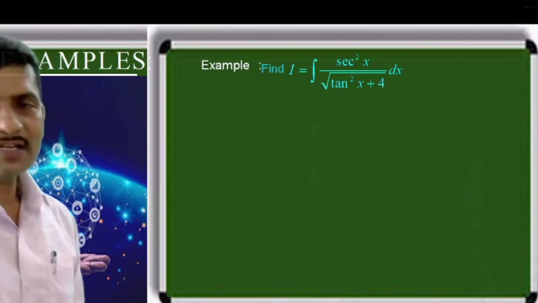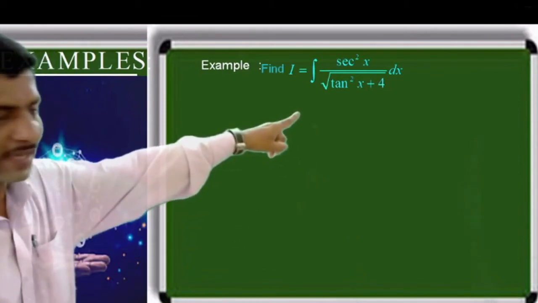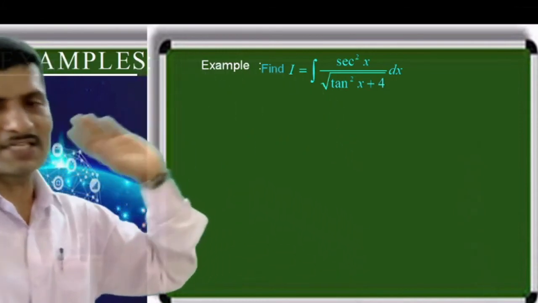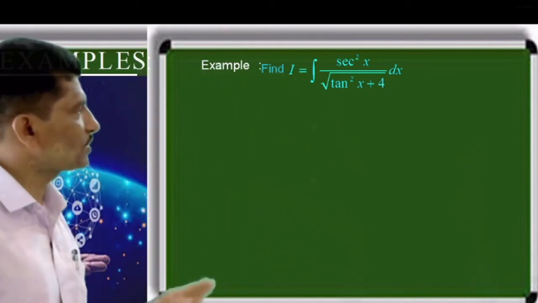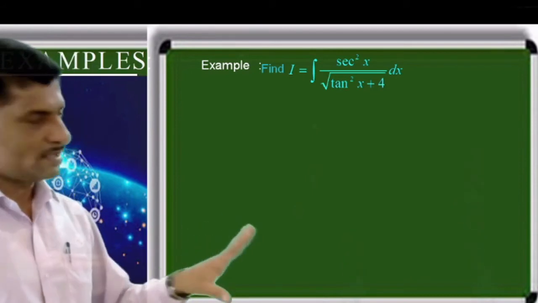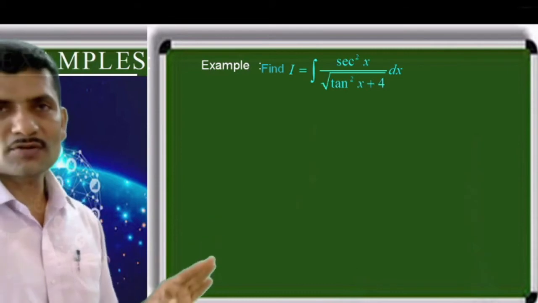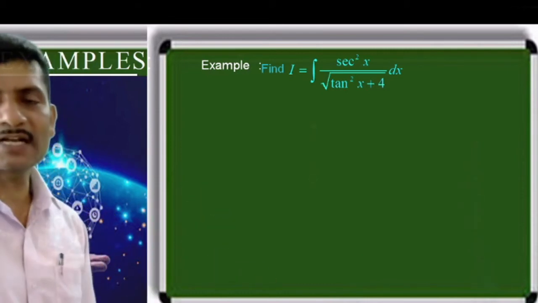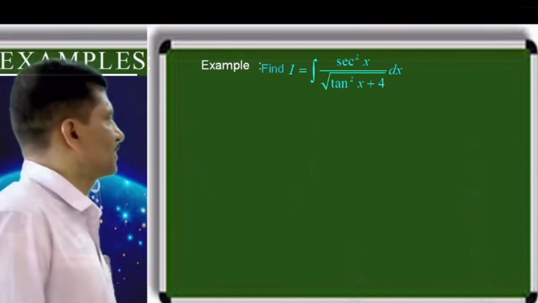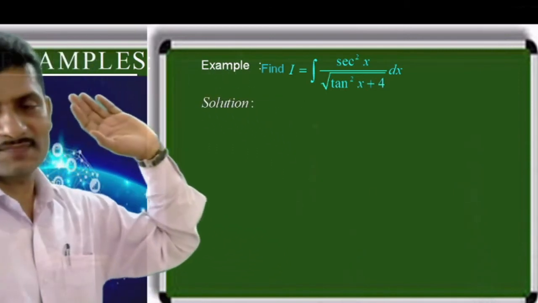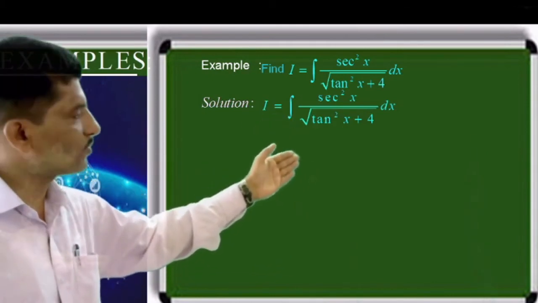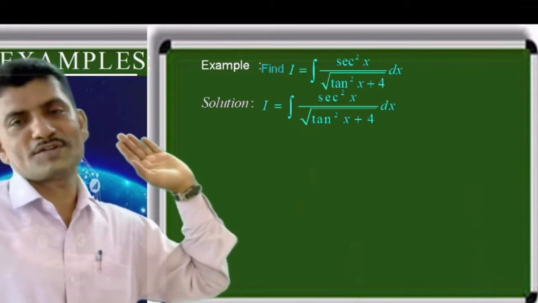Find the integral of secant square x divided by root of tan square x plus 4 into dx. This is a two mark question, and you may see such questions in competitive exams. Here also rewrite into one of the standard forms using the method of substitution. First, take I as the integral of sec square x divided by root of tan square x plus 4 into dx.